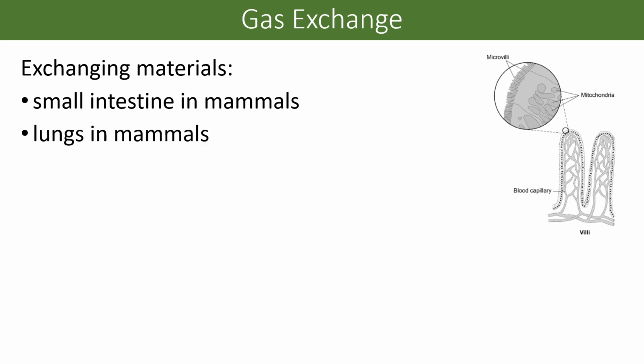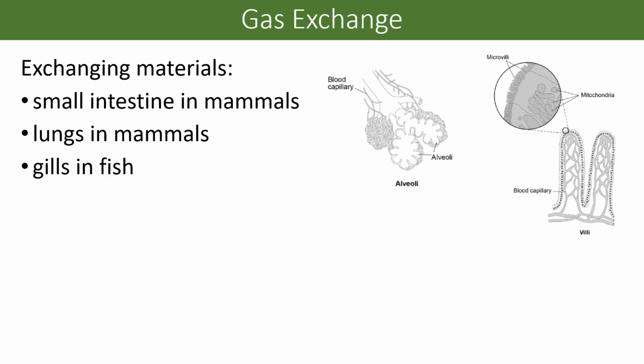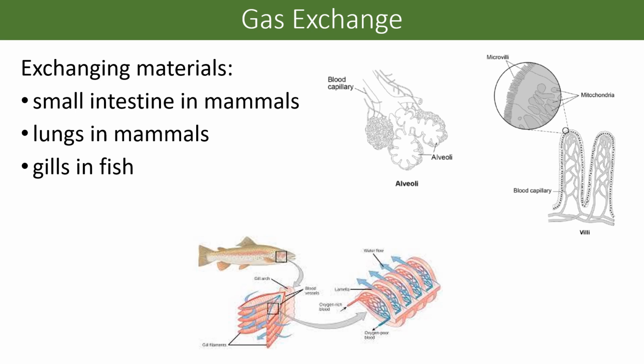We've also got lungs in mammals as a place where gas exchange would take place, and this specifically takes place at the alveoli, which are tiny little air sacs where the gases will be moving from the air in your lungs into your blood. We also have gills in fish, very similar in the sense of a lung, but this time we're obviously in water, so the particles will be moving from the water and into the blood.